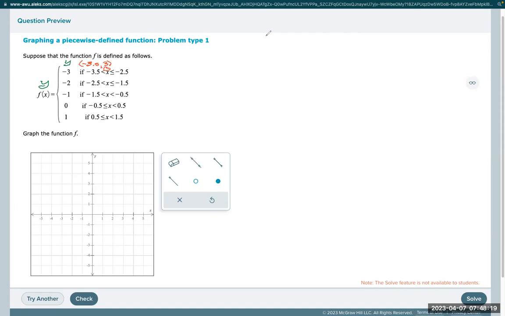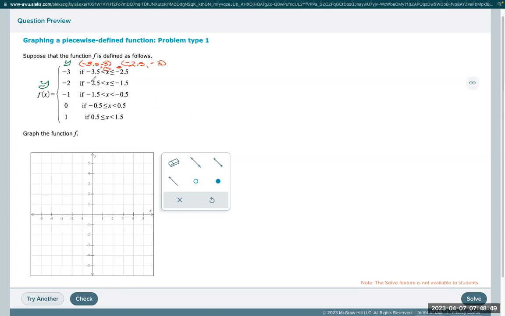Now, if I was writing this in my notebook, I'd have a little bit more space. We're going to try to squeeze it in here. The other point on this row is where x is less than or equal to negative 2.5, so the other point is negative 2.5, and my y is still negative 3. For this one, it is a closed circle.